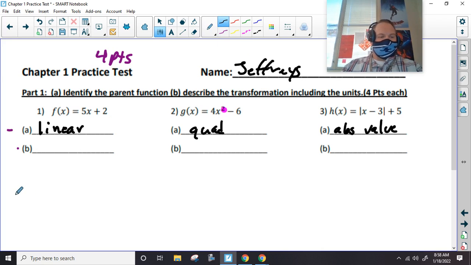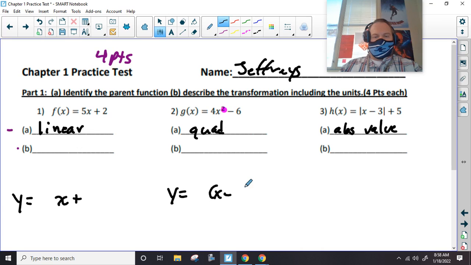So linear, let's look at it like this. It might make better sense to some people. And remember, English is important, but math is importanter.